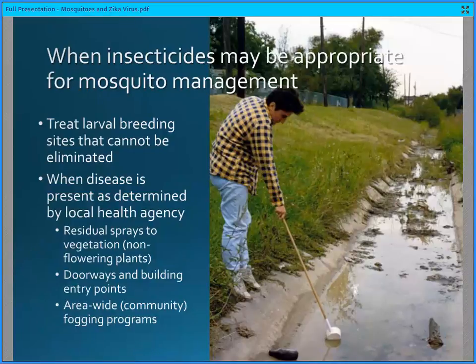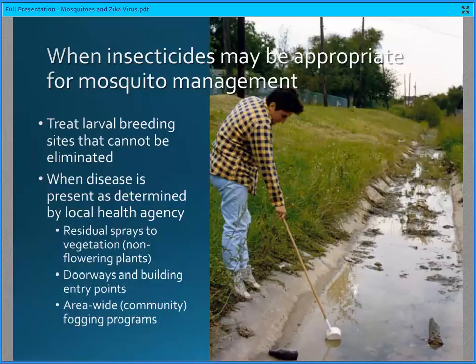Typically this is done by mosquito control authorities, but it can even be done by school personnel if it's important enough to your district and you think you have the ability and resources to do that. And we can treat with adulticides as residual sprays to vegetation. What we mean by residual sprays are insecticides that, once they get sprayed on a surface, remain there for extended periods of time, days to weeks.